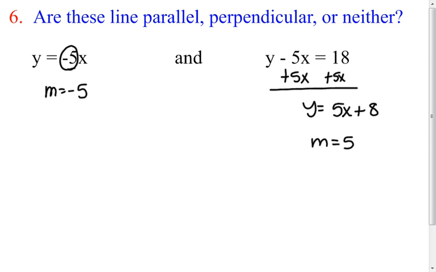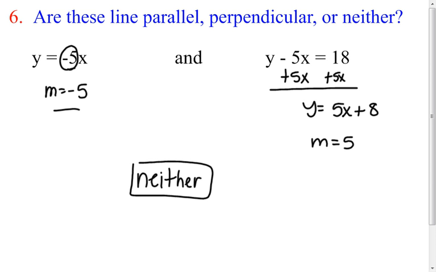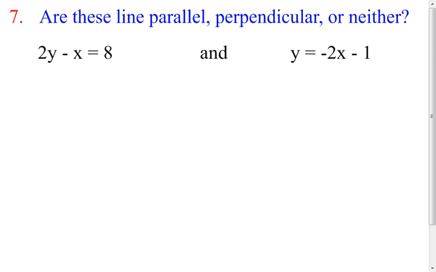One's negative and one's positive, but they are not opposite reciprocals of each other. Because if they were opposite reciprocals of each other, one would need to be negative 5, and one would need to be positive 1/5. So because these are neither the same slope, nor are they opposite reciprocals of each other, this would be neither. When you compare your m's, they're not the same, so they're not parallel. They're not opposite reciprocals of each other, so they're not perpendicular, so they are neither.